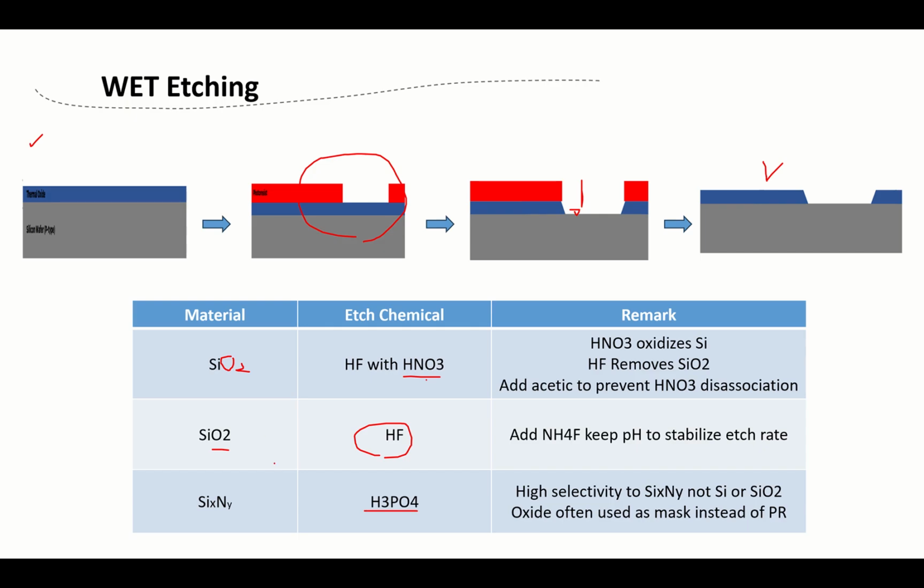Phosphoric acid has good selectivity. It will not etch away silicon or silicon oxide, but only silicon nitride. So also, it can etch away the PR for the mask. That's why we use oxide as the mask for the sulfuric acid etching.